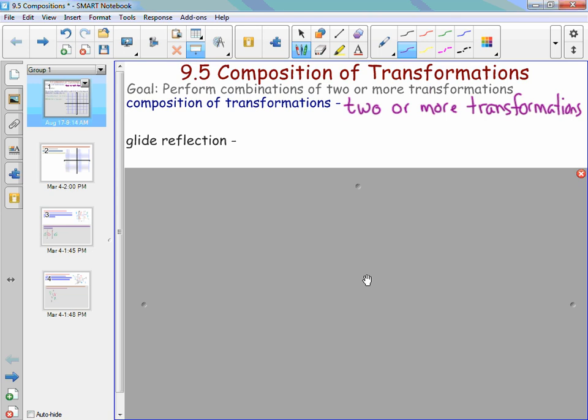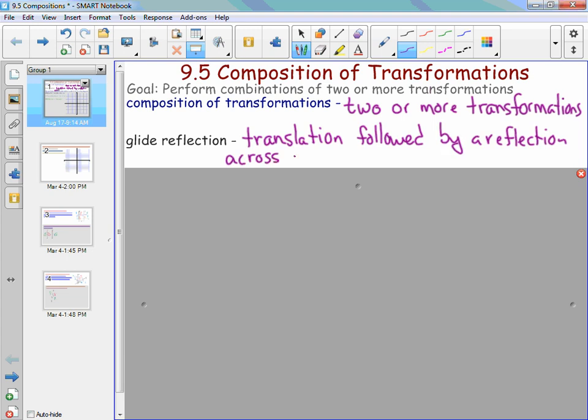A special type of composition of transformations is called the glide reflection. The glide reflection is a translation followed by a reflection across a line parallel to the translation.